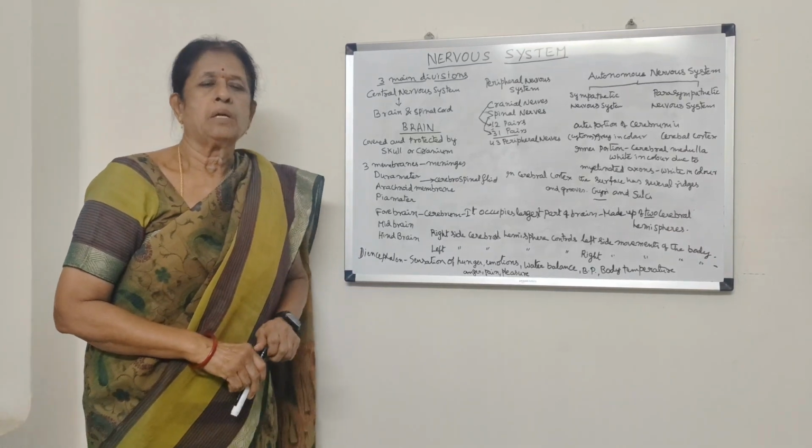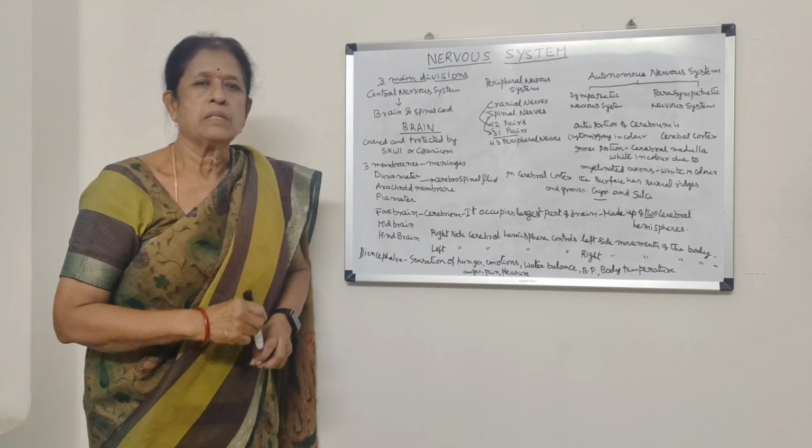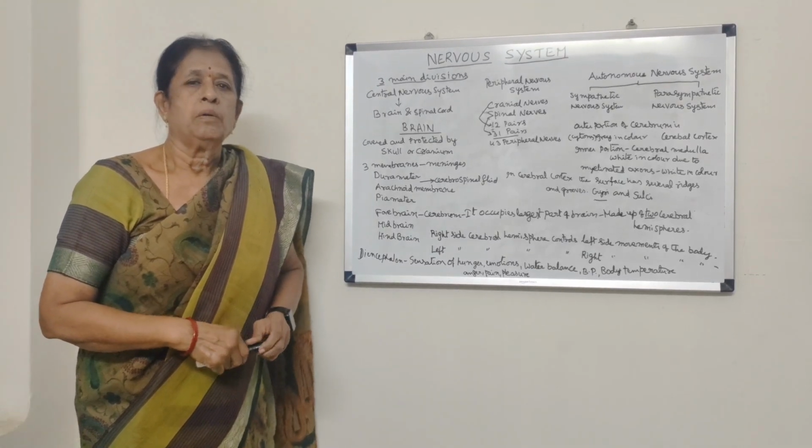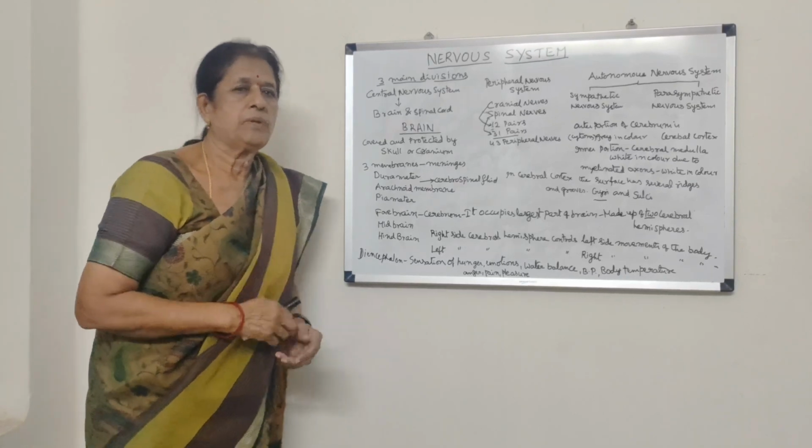And in myelinated neurons, the myelin sheath is not continuous. There are certain gaps in the myelin sheath. The gaps are called nodes of Ranvier. All these things we have studied.